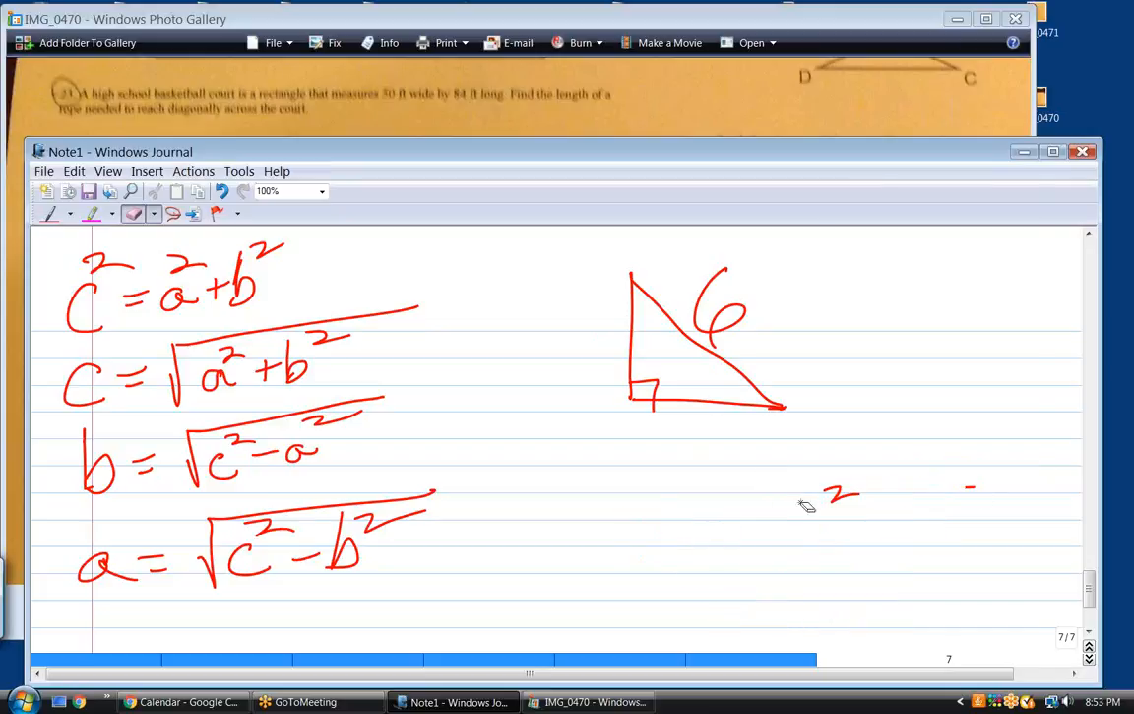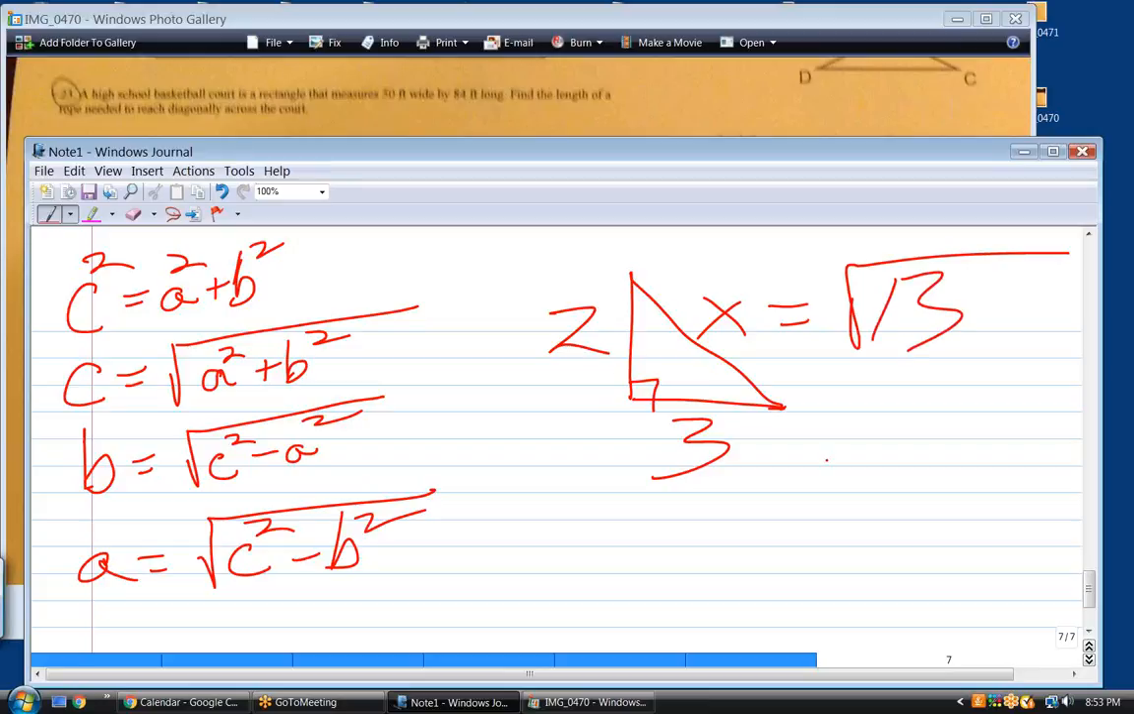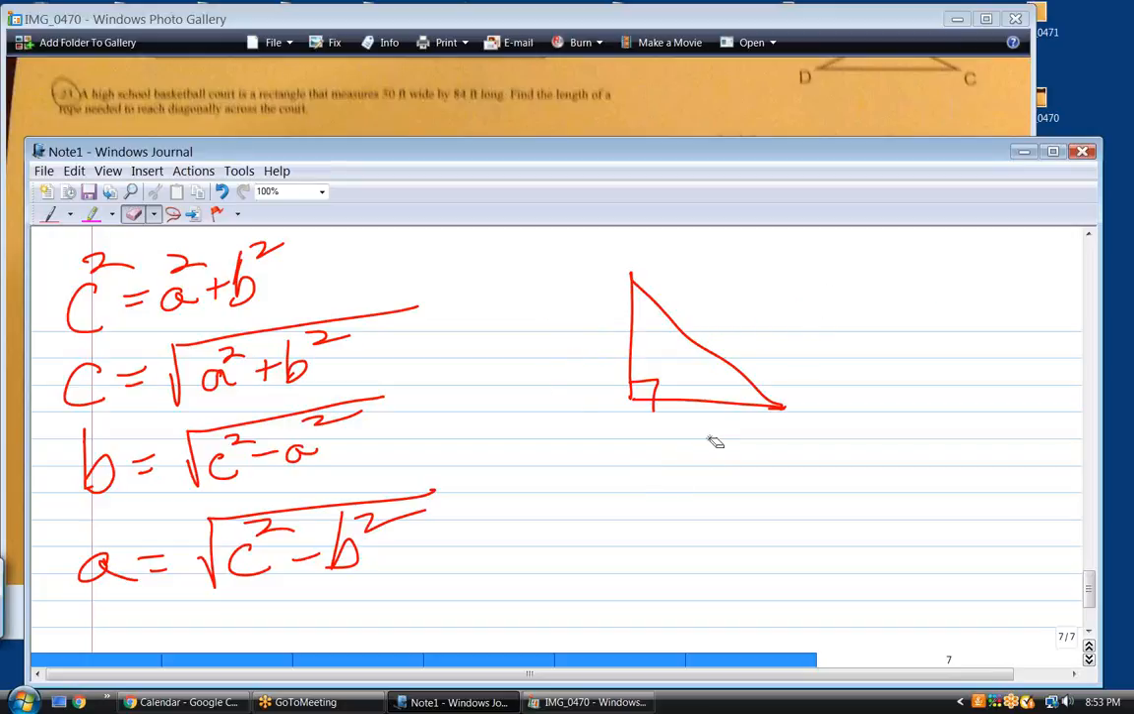I'm going to give you some more, just because practice helps a lot on this. What's X? X is the square root of what? 9 plus 4. Okay, that's it. 13. Could you, if you wanted, go all the way and figure out the decimal?